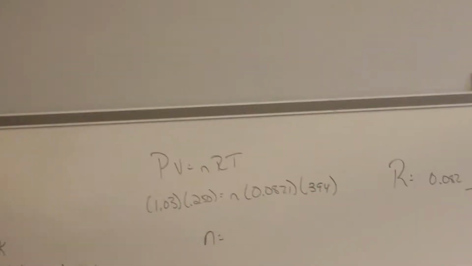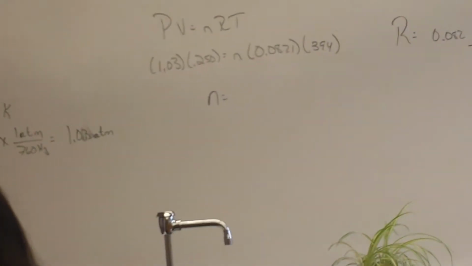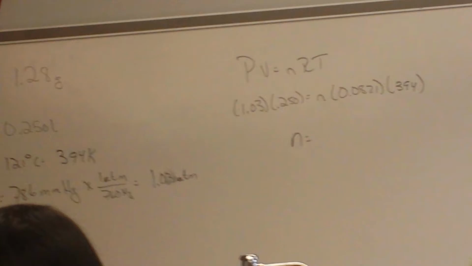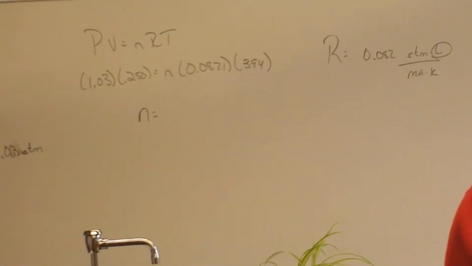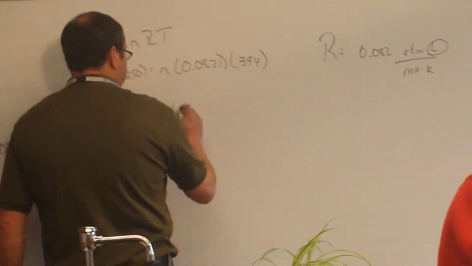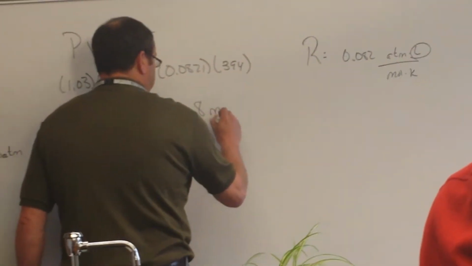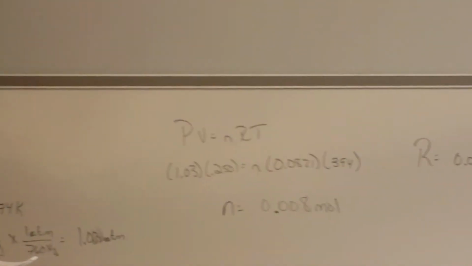Unlike the other ones, where if you're calculating volume and volume, it doesn't matter, since our R value is in liters, volume always has to be in liters. Does that make sense? Yeah. And when you solve for n, I believe you get 0.008 moles, correct? Yeah, roughly, 0.007 something. So now I got moles, right?